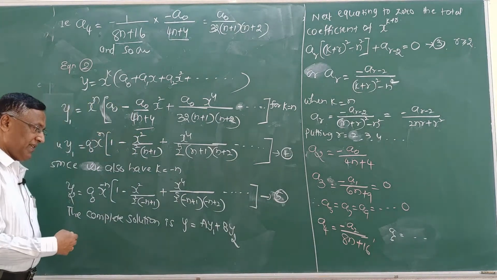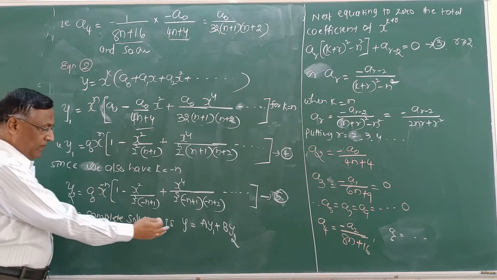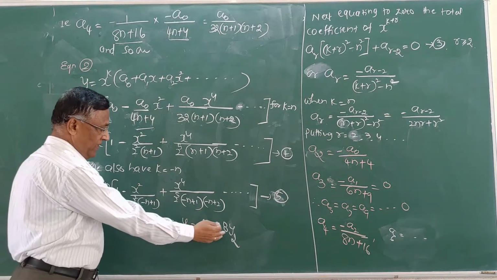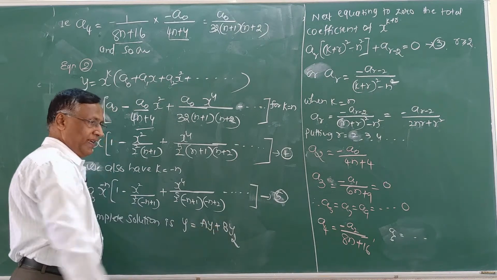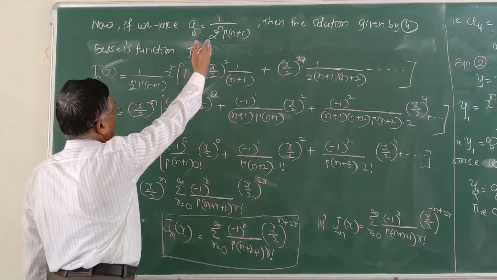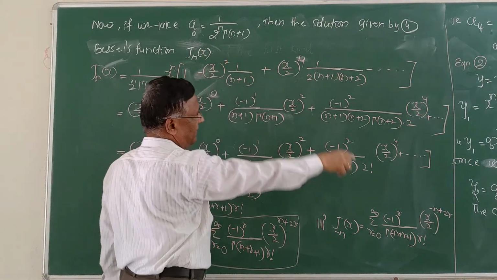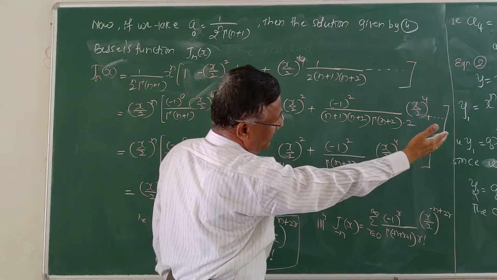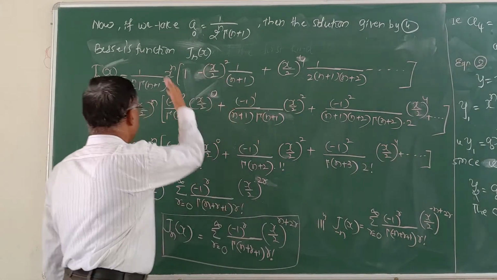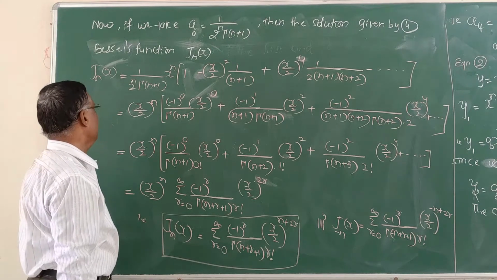The complete solution is obtained by taking the combination of these y1 and y2, that is y equal to a into y1 plus b into y2, where a and b are arbitrary constants. If we take a naught equal to 1 upon 2 raised to n into gamma n plus 1 in the solution 4, it gives the Bessel function of order n, and that is denoted by Jn(x).